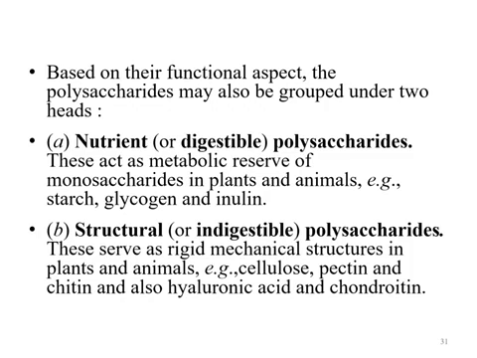These are the polysaccharides that act as a metabolic reserve of the monosaccharides, which are the repeating units of their structures, both in the plants and the animals. For example, starch, glycogen and inulin are the examples of nutrient or digestible polysaccharides. Whenever the living system encounters energy deficiency, these reserve polysaccharides get hydrolyzed and liberate the free monosaccharides or simple sugars. These simple sugars are further metabolized to generate the energy.